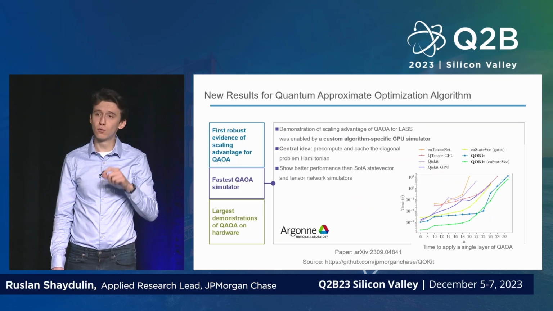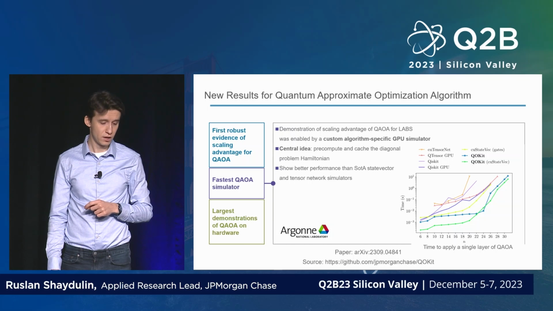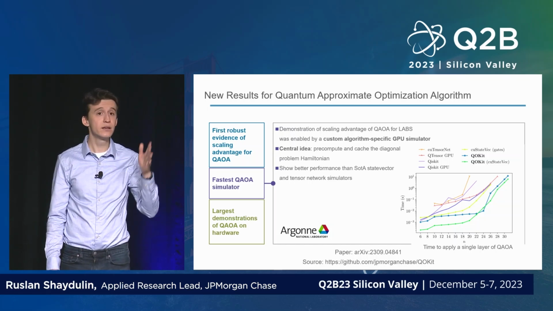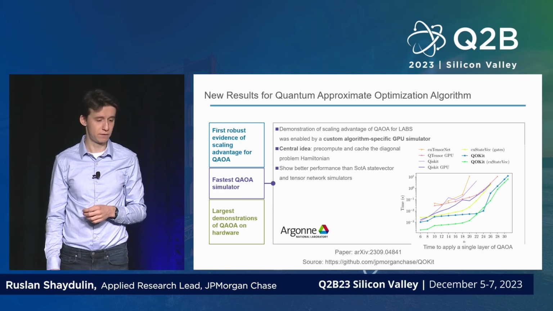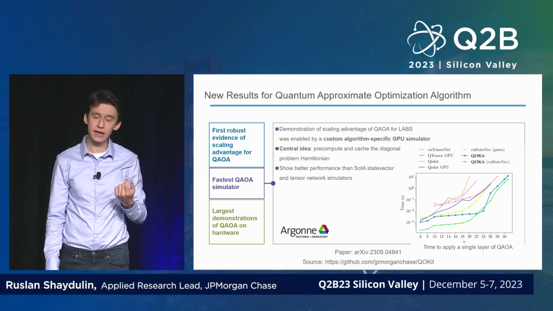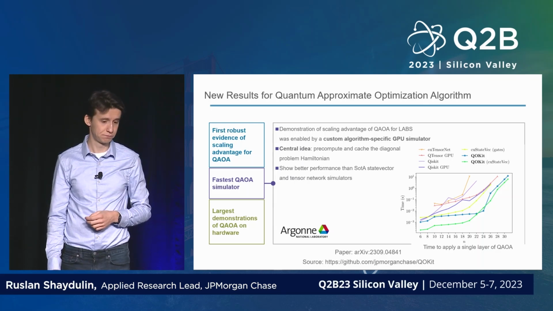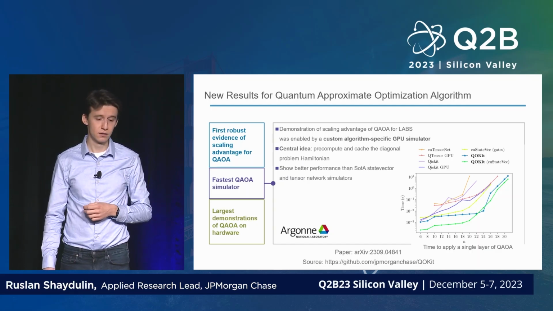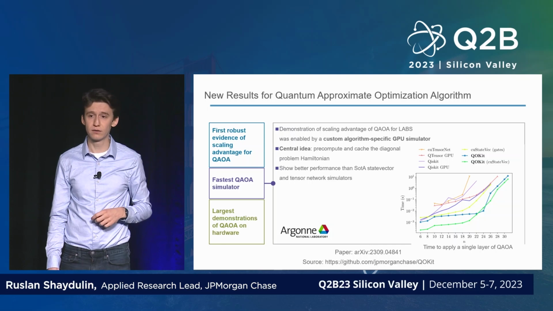Now let me say a few words about the simulator that we use to perform this work. Really, the central idea is very simple. In QAOA, the phase operator is diagonal, and that's where most of your gates are. So if you can just pre-compute the diagonal and cache it, you can apply the phase operator in one step by just an element-wise product. This simple trick leads to better performance than any QAOA simulators out there, both tensor network and state vector.